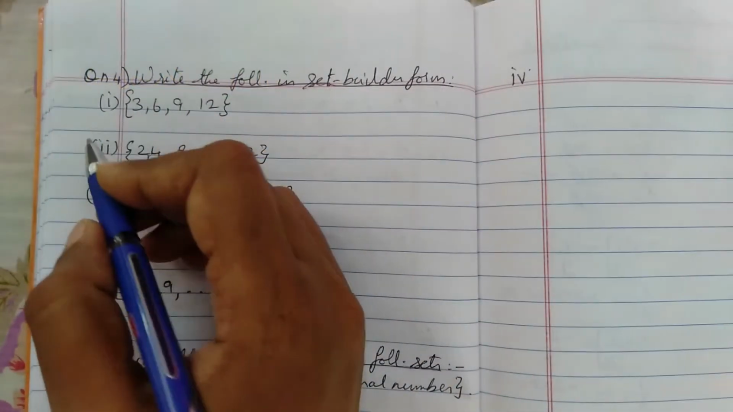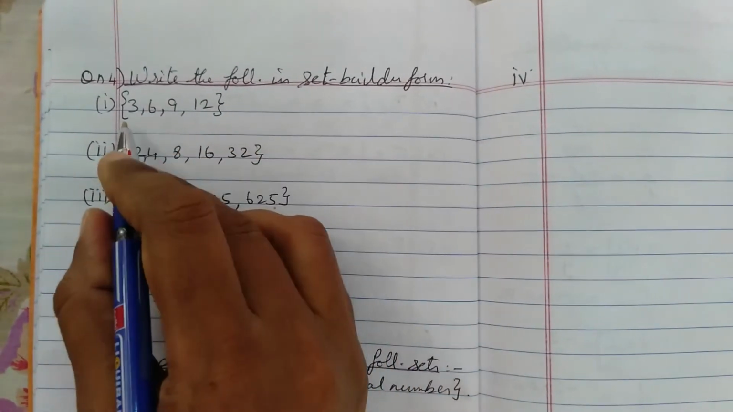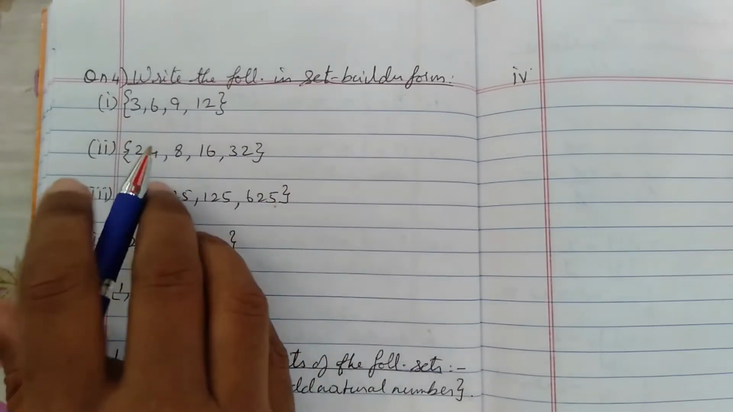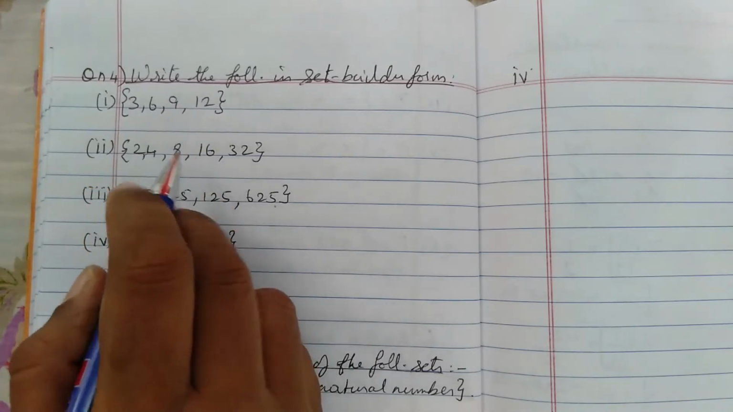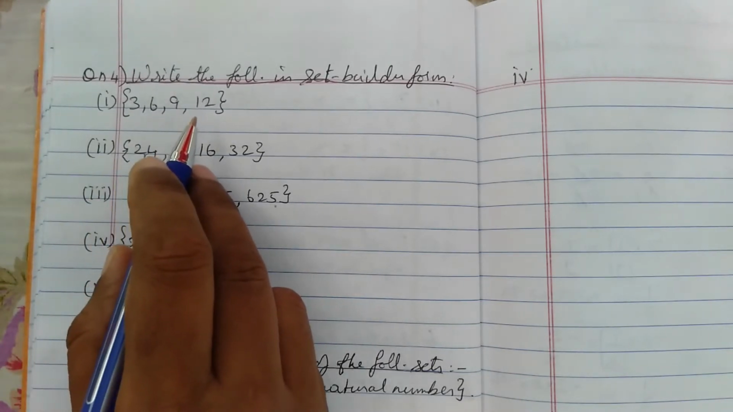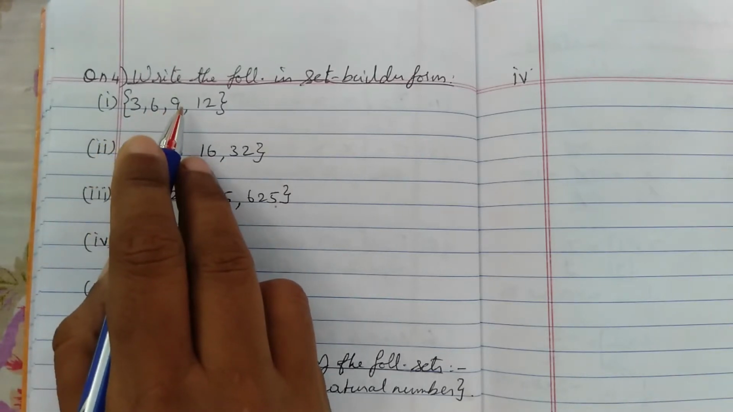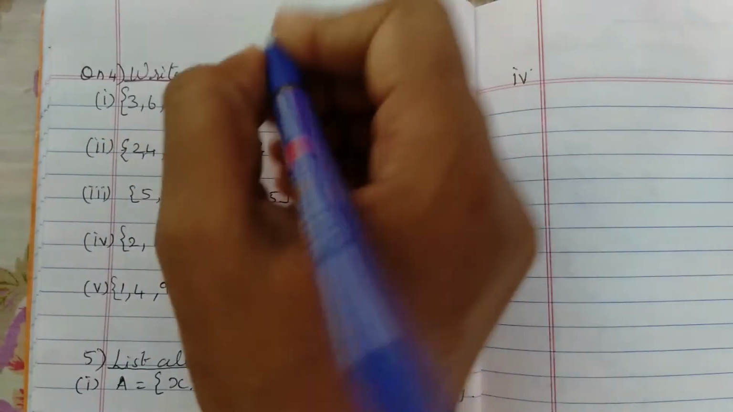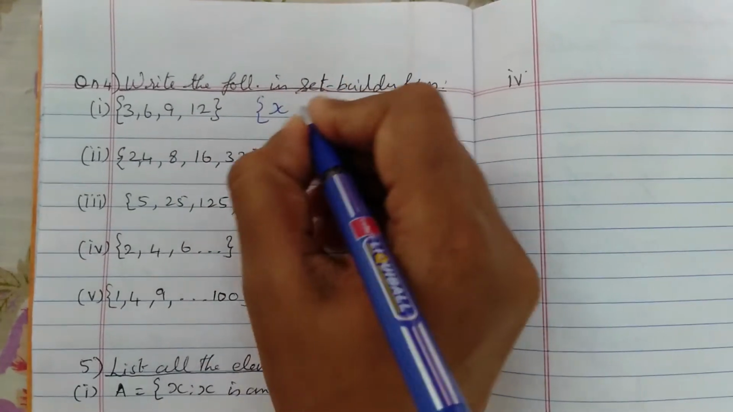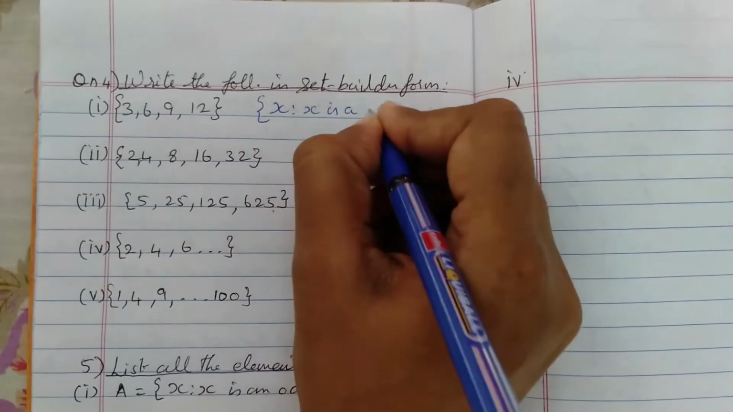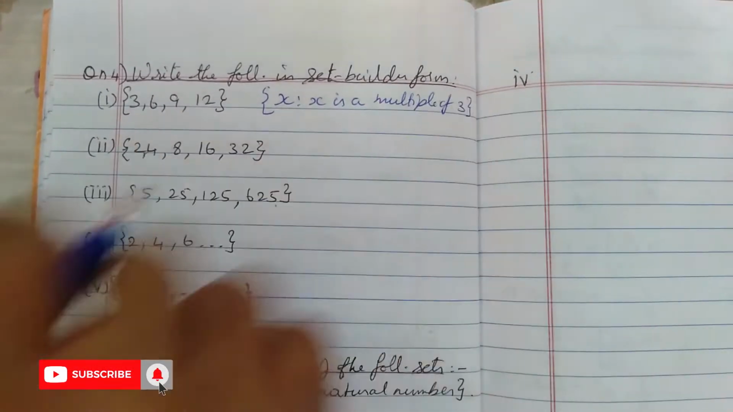So question 4 says to write the following in set builder form. Here the set is 3, 6, 9 and 12. By saying this you can understand that all these numbers are multiples of 3, right? You can find this in the 3 tables. 1 3s are 3, 2 3s are 6, 3 3s are 9 and 4 3s are 12. So you can easily write it as {x such that x is a multiple of 3}.